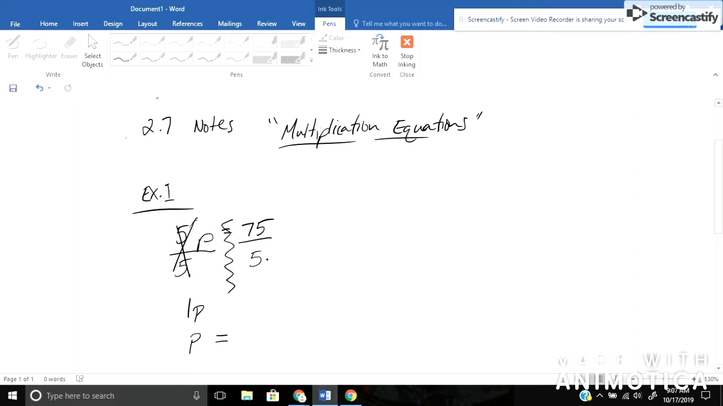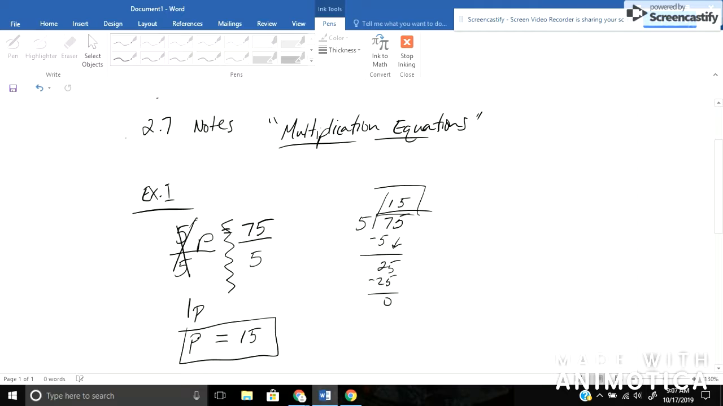Okay, so then I just have to do a little bit of math and take 75 divided by 5. Okay, well, if you can't do that in your head, don't feel bad. Do some long division. 5 goes into 7 one time. 1 times 5 is 5. Subtract, I'd get 2, bring down my 5. And 5 goes into 25 5 times, which is 25. I'd have no remainder. So my quotient would be 15. Okay, p is equal to 15.